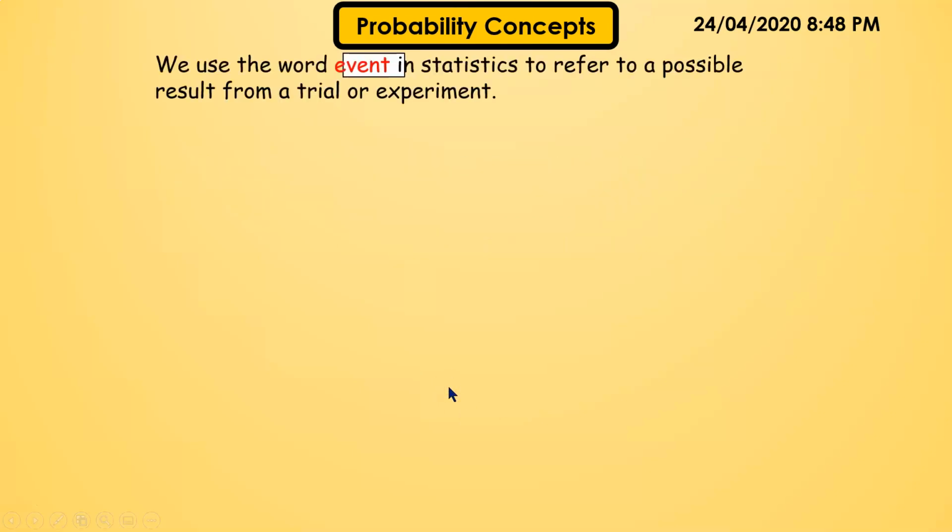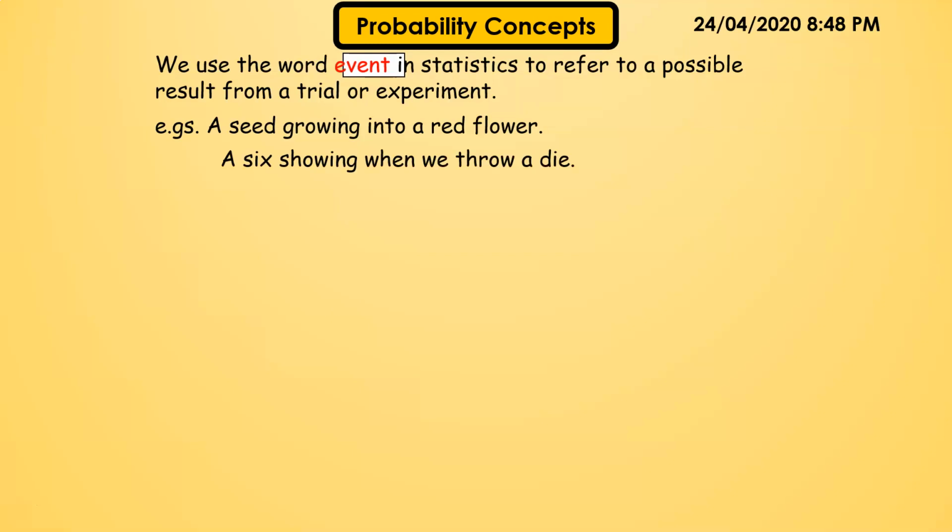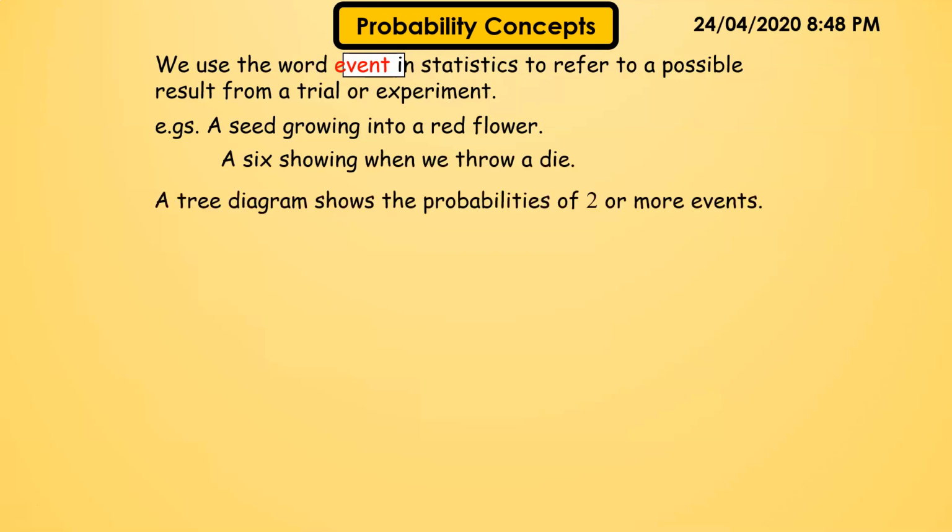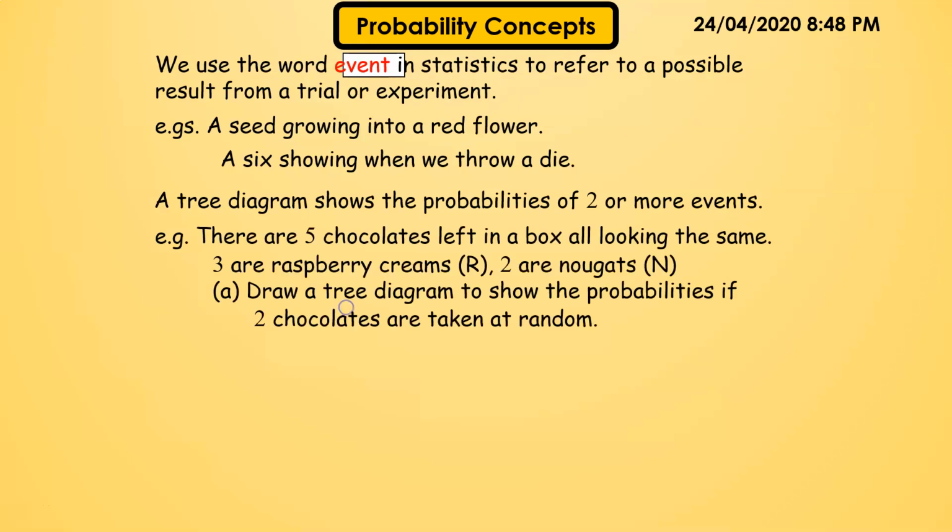Okay, we use the word event in statistics to refer to a possible result from a trial or an experiment. So an example would be a seed growing into a red flower, a 6 being shown when we roll the dice. They are all events. A tree diagram is about trying to find the probability of 2 or more events.